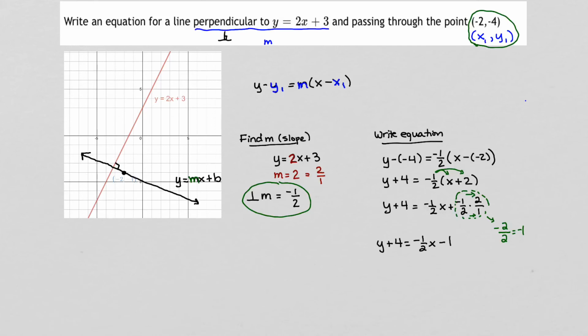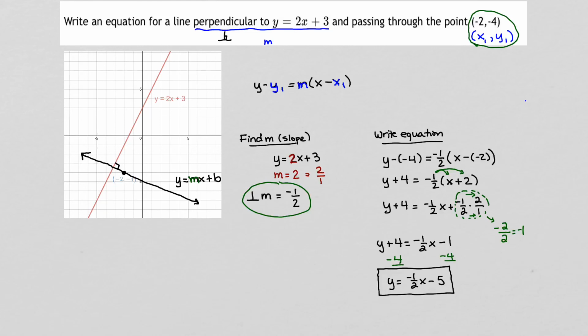And one more step to put it in y equal mx plus b form, or slope-intercept form. And that would be I need to subtract 4 from both sides. So we're going to subtract 4 from the left and from the right. And that's going to give us y equals negative 1/2 x minus 5. This is the slope-intercept form of the equation that passes through the point negative 2, negative 4, and is perpendicular to y equal 2x plus 3.